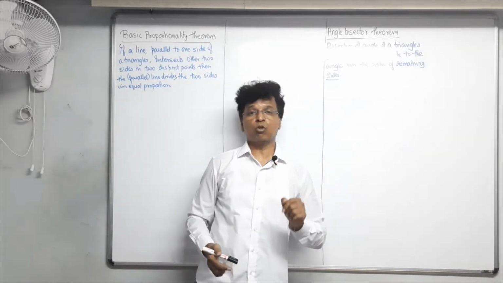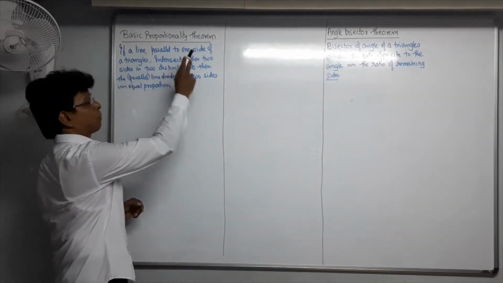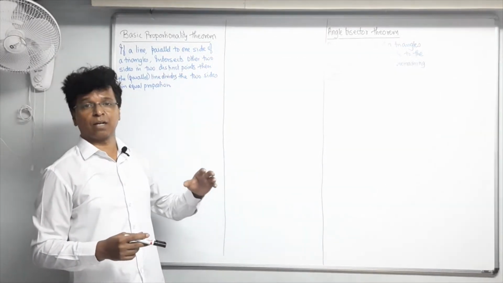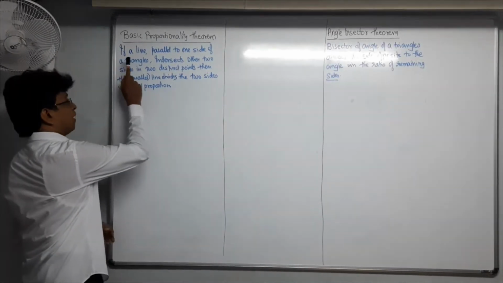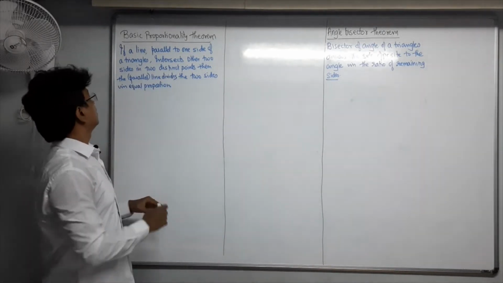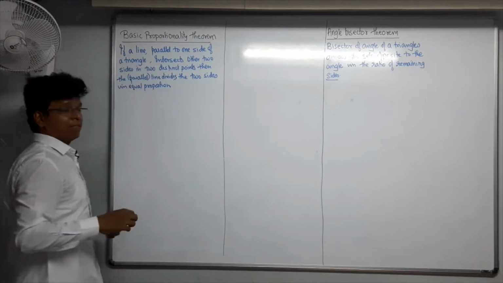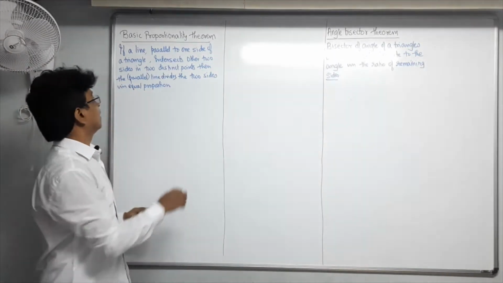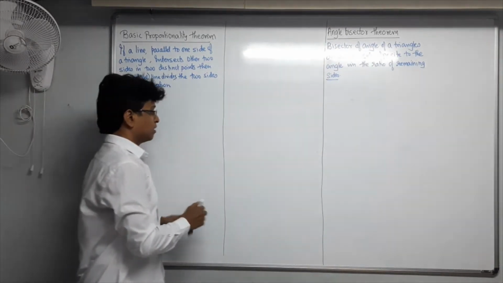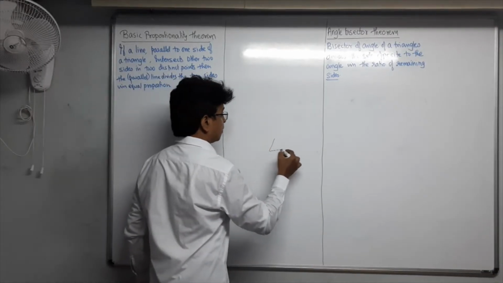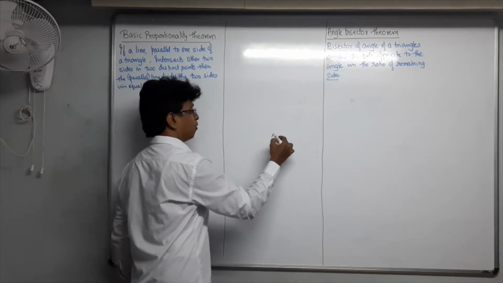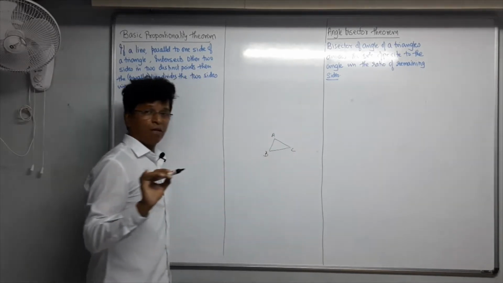Okay, my dear students. So now let us understand the basic proportionality theorem. See, when it comes to the basic proportionality theorem, what does this theorem read? If a line is parallel to one side of a triangle and intersects the other two sides in two distinct points. See, it is very important. See what they mean to say, why each and every word is important. If a line parallel to one side of a triangle.